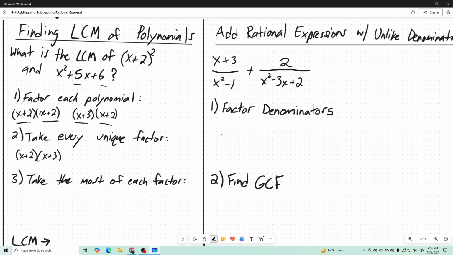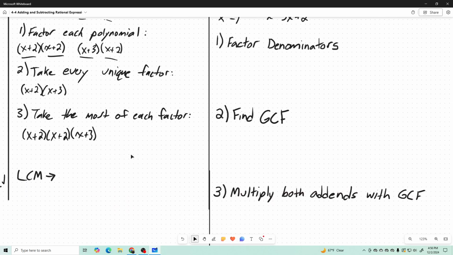So our LCM is actually going to be x plus 2 times x plus 2 times x plus 3. This is because your LCM has to include the most of each unique factor, and it has to include every unique factor. So ultimately, to finish up the problem, we can just combine these x plus 2s. You could say x plus 2 squared times x plus 3.